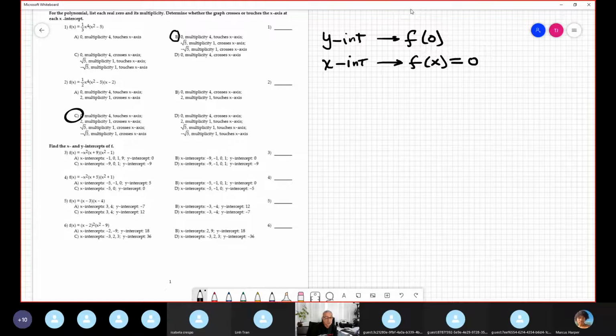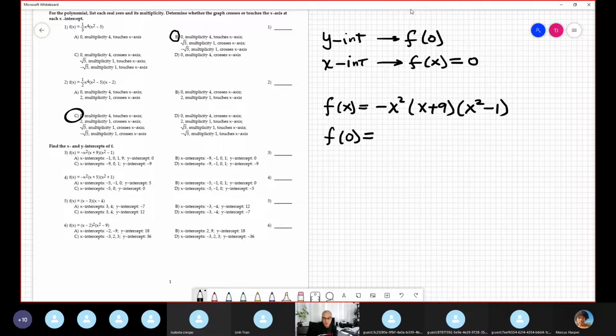Okay, let's do it. Number 3, f of x is equal to minus x squared, x plus 9, x squared minus 1. I'm going to find the y-intercept by evaluating at 0. It's obvious that it is 0, because minus 0 squared, 0 plus 9, I don't care about that part, because when you multiply by 0, I don't care about the negative, because 0 has no sign, 0 is 0. So the y-intercept is 0.